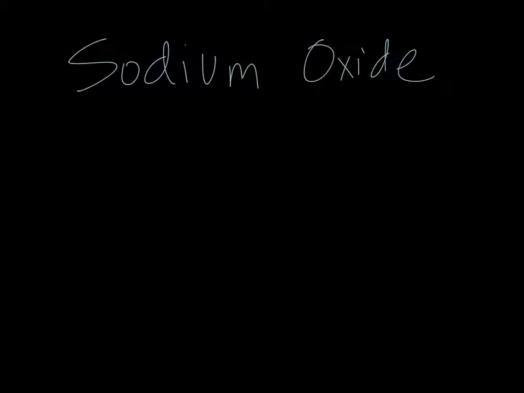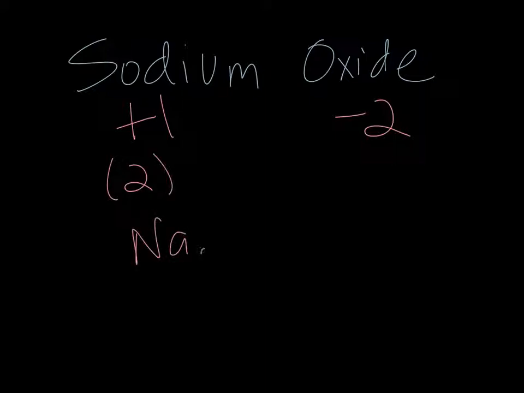I could look at sodium oxide. Now I know that sodium is a +1 oxidation state because it's on the group 1 metals, and then the oxide would be a -2 oxidation state. To get over to that noble gas configuration, it would gain 2 electrons. So I must have 2 of the sodiums to balance out that charge. So sodium oxide would be Na2O.